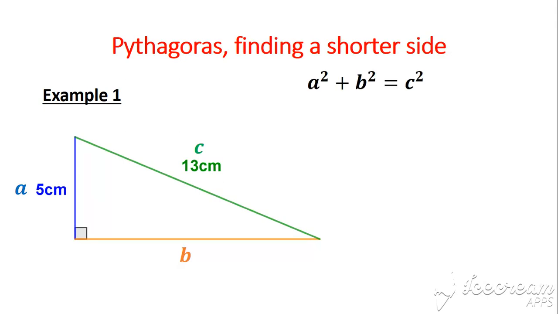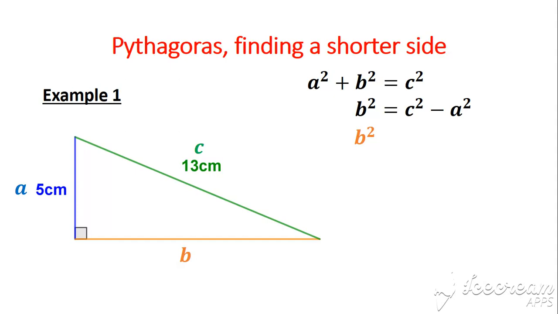So here's the rule, A squared plus B squared equals C squared. Now because we're trying to find B in this example, this is what we're going to do. We're going to write B squared is equal to C squared, and the A squared goes onto the other side and becomes a minus A squared. So this is the difference between the first video you just watched and this video. We're going to do a subtract, not a plus.